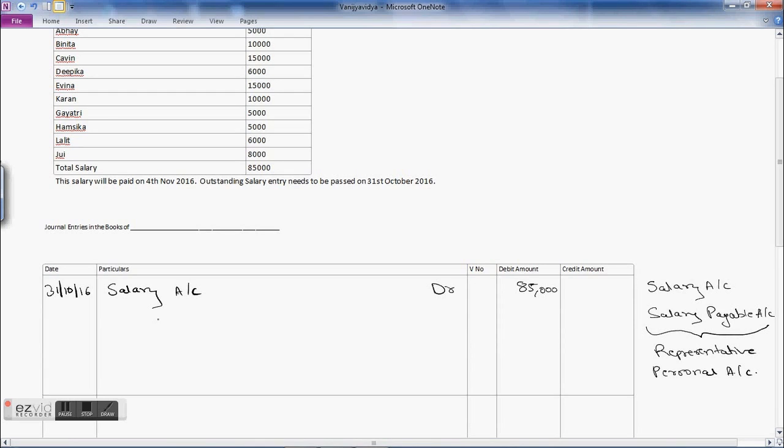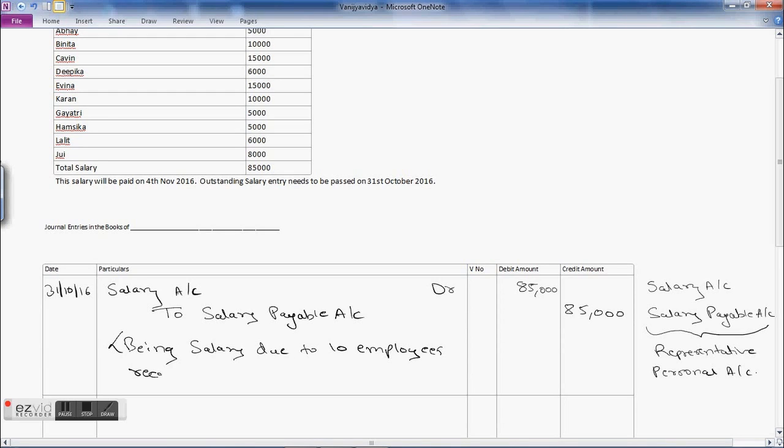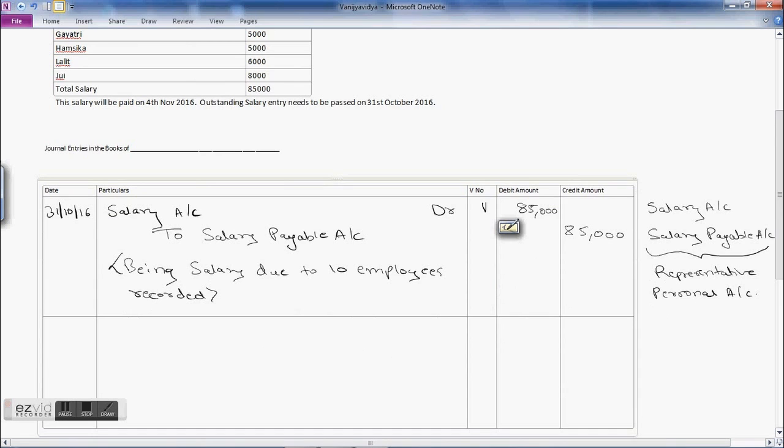Now, salary payable account, it's a representative personal account. What is the rule for the personal account? Debit the receiver, credit the giver. Okay, so in this case we are giving salaries to the employees, so we will be crediting salary payable account 85,000. Narration will be salary due to 10 employees recorded. Okay, let's give it as voucher number 1. Or you can give it as nil also, it's just an example.